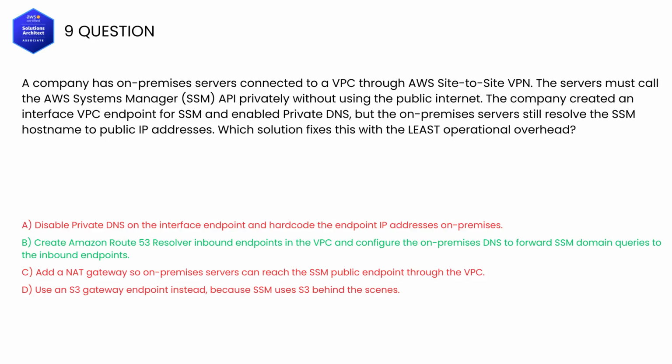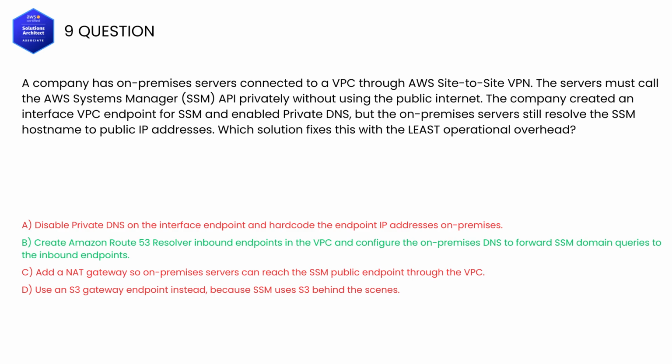The first one is incorrect because hard-coding IPs is brittle, because interface endpoint IPs can change and are AZ specific. Disabling private DNS also removes the standard hostname mapping that simplifies client configuration.